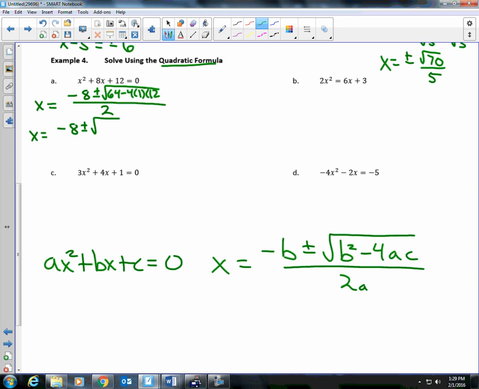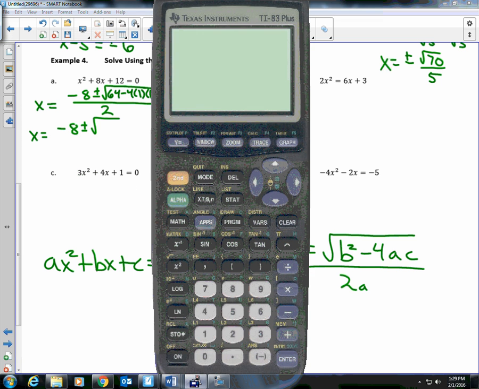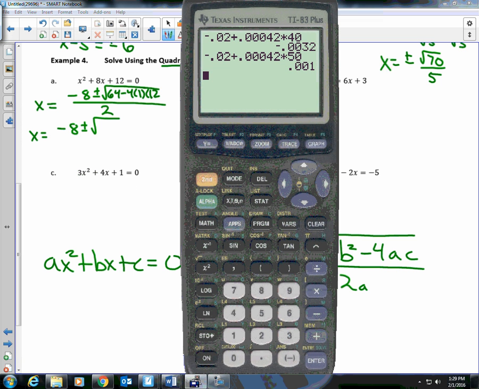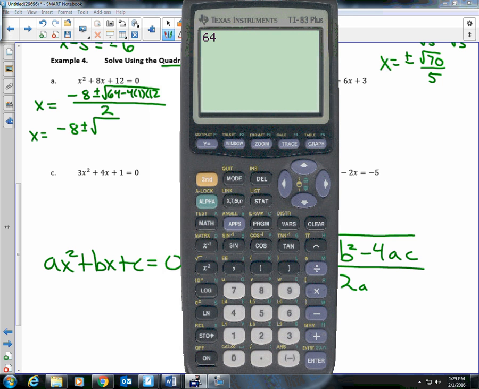And now what I should do is, and you could even punch it on your calculator like this if you want. If it's a Texas Instruments one like this, it does understand order of operations. So 64 minus 4 times 1 times 12. We get 16. Is 16 a perfect square? What's the square of 16? So we get negative 8 plus or minus 4 over 2.